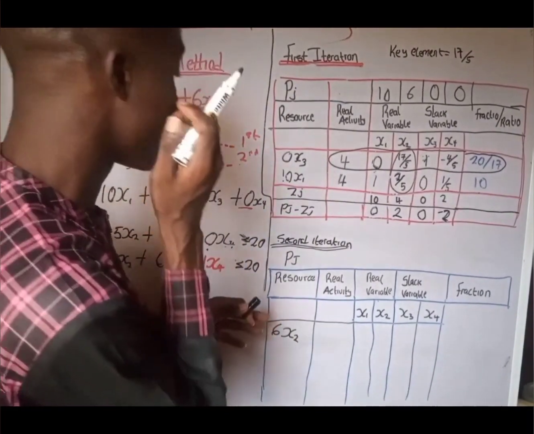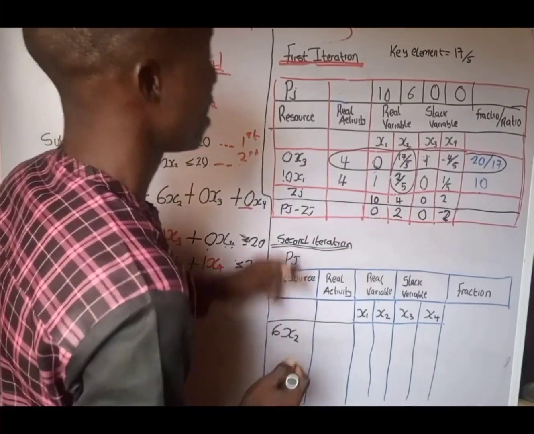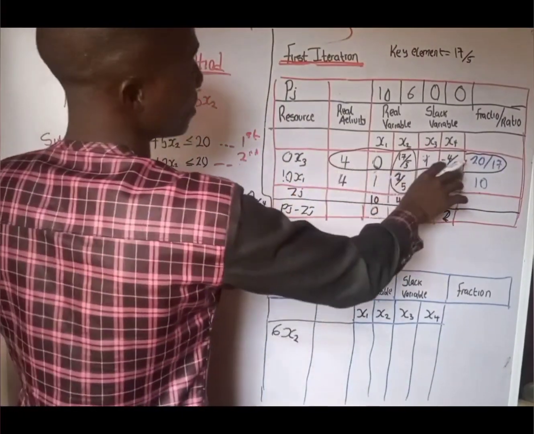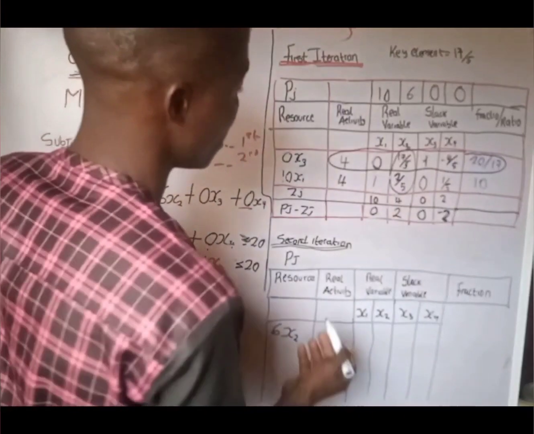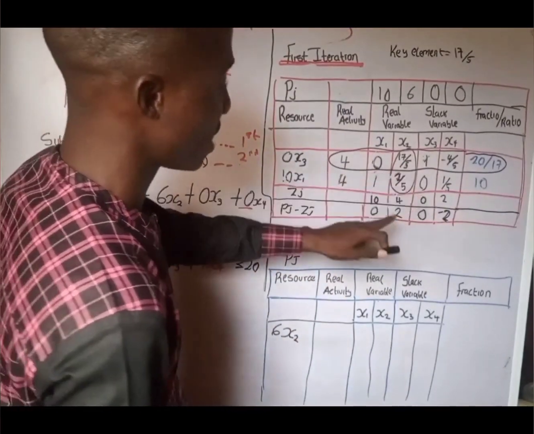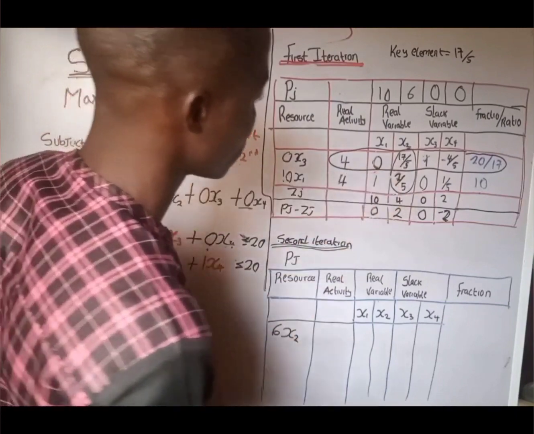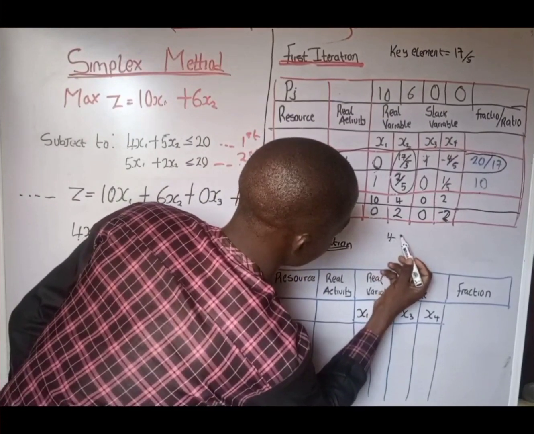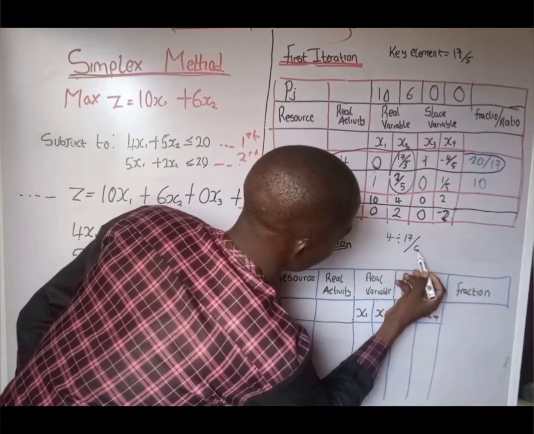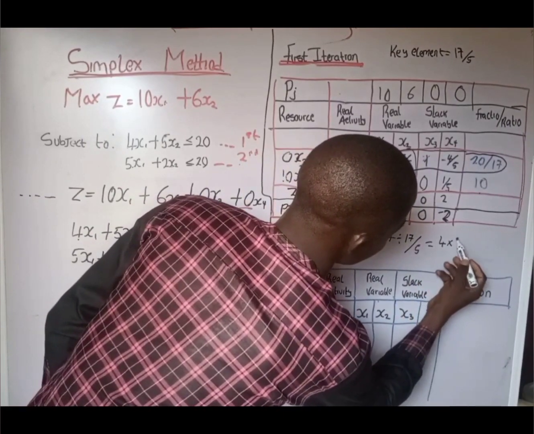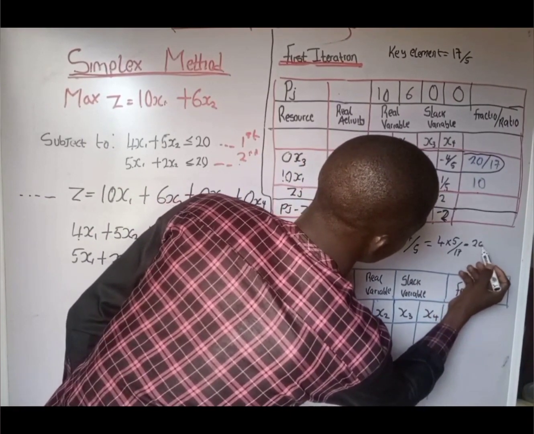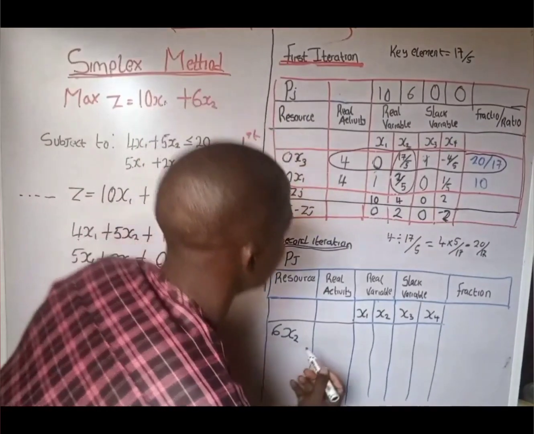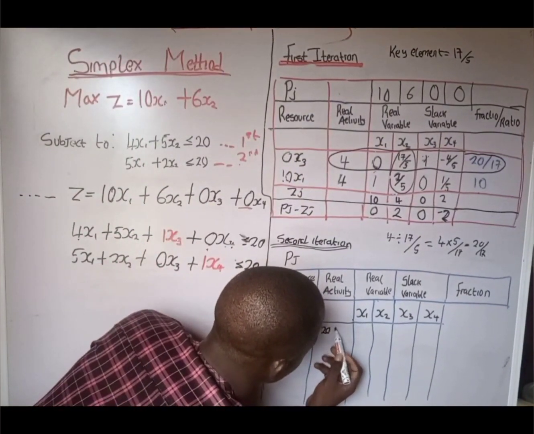Now, in order to get the real activity level, since this is my key element, I'm going to be dividing all this row by the key element. So I'm going to be having something like 4 divided by 17 over 5. 4 divided by 17 all over 5 will give me 4 multiplied by 5 over 17. So I'm going to be having 20 over 17. The real activity here becomes 20 over 17.